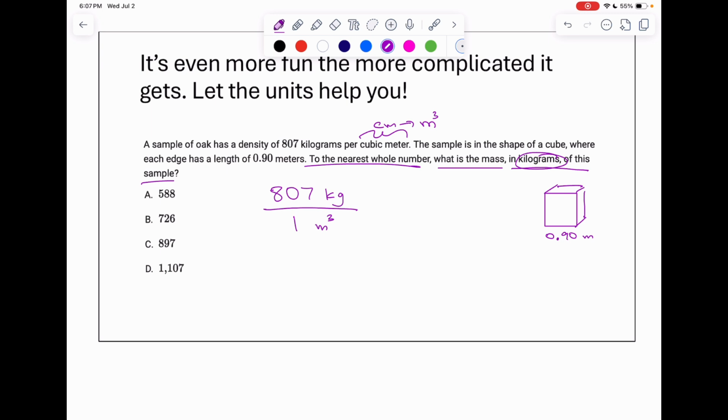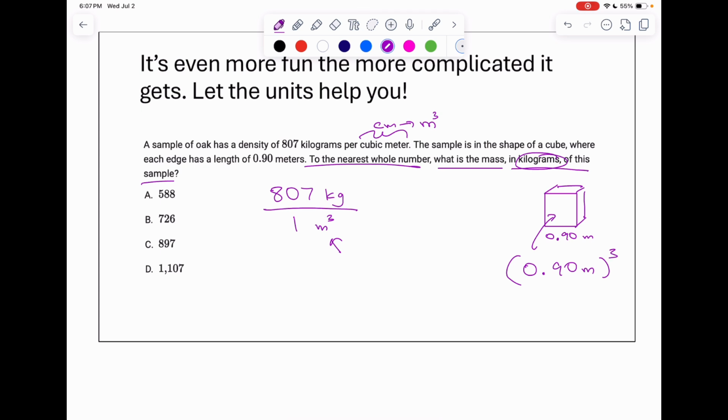Well, I can't really see how these are going to play nicely together. This is in meters. This is in kilograms per meters cubed. Meters and meters cubed don't play nicely together. But I wonder, can I help them to play nicely together? Well, sure. If I cube this value here, I will find the volume of this solid. So again, I'm using my units to help me. I want meters cubed so it'll play nicely with my conversion factor. So I'm going to take this and cube it. And when I cube the whole thing, the units will get cubed as well.